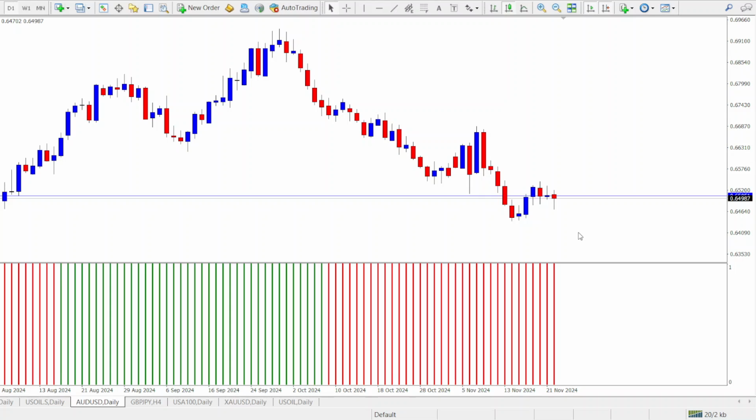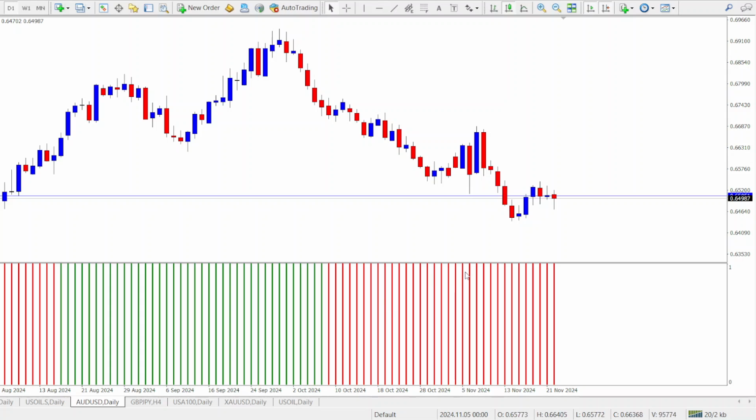The indicator plots histogram bars below your chart, as you can see, and it uses both green and red bars to represent bullish trends for the green and bearish trends for the red. Now this intuitive visual design makes it a nice indicator. It's visually appealing. It gives you signals based on visual representations and all of that.